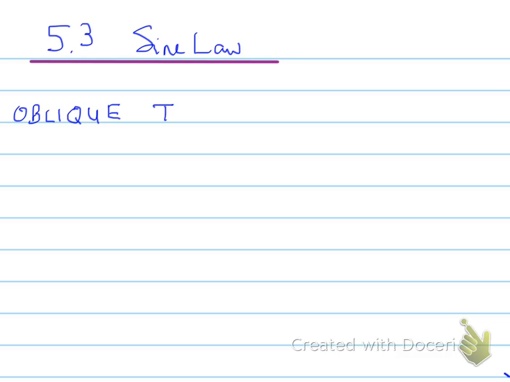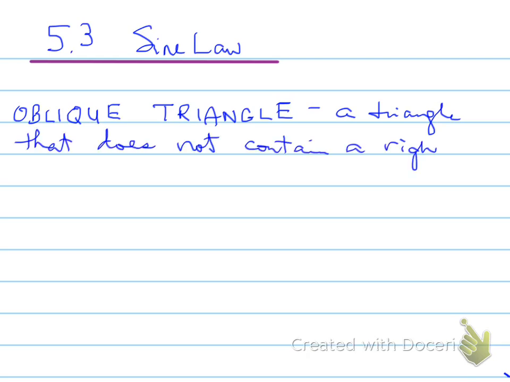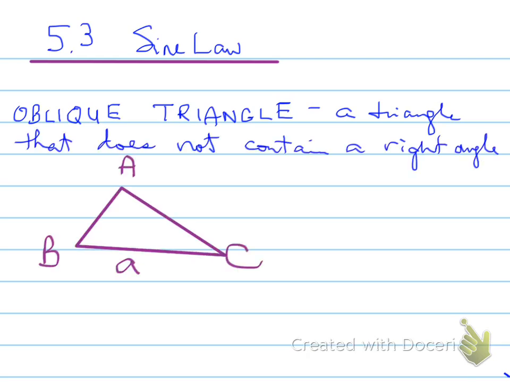Sine law is used when you don't have a right angle triangle. Not always are you given a right angle triangle when you're asked to figure out sides or angles, so a fast way to do that is by using sine law. Sine law is to be used with any oblique triangle, a triangle that does not contain a right angle. So given a triangle as such, we can use a law that's called sine law.